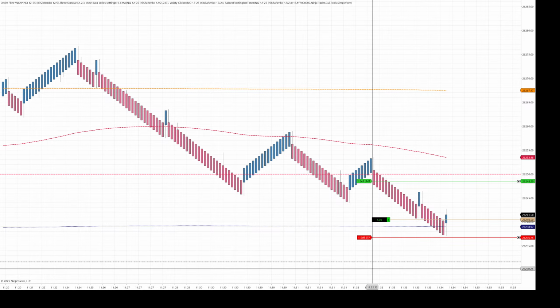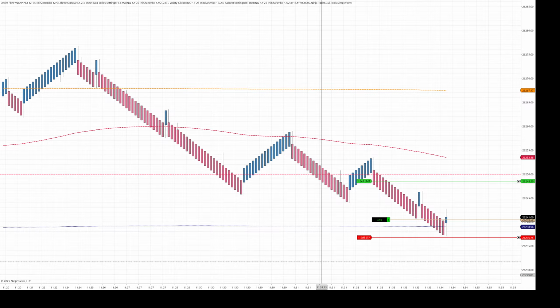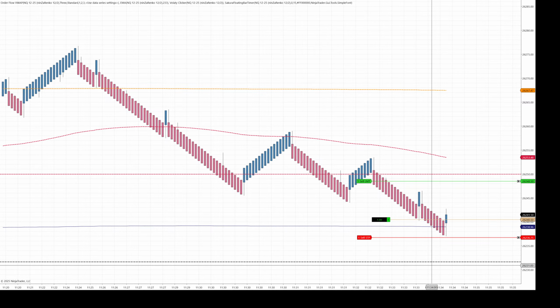Yeah, the symmetry of these charts are really, really fun. It's easier on the eyes.